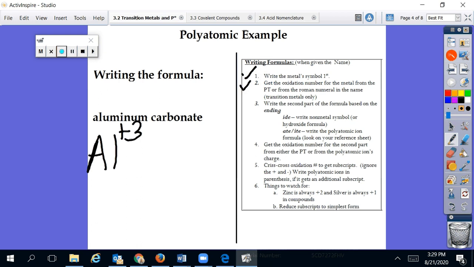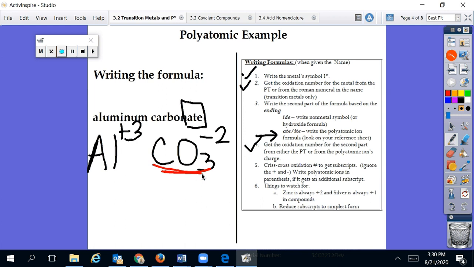The third step is to look at the ending of the second element, and it ends in ATE. If it ends in ATE, it is a polyatomic, and you must look up that polyatomic on your reference sheet if you don't know it by heart. Carbonate is CO3, and it has a -2 oxidation number. So now we've got the oxidation number for the polyatomic. Keep in mind that this polyatomic is stuck together like glue, so this -2 is for the whole thing.